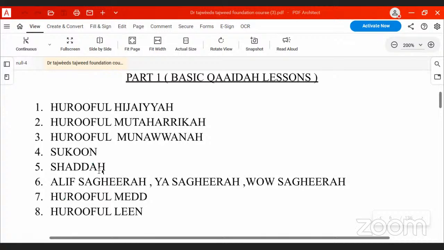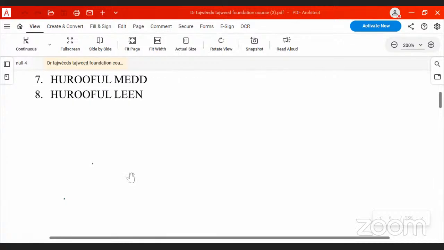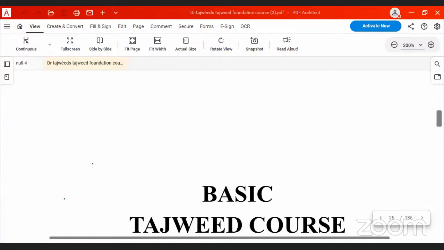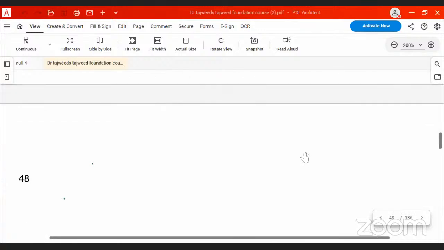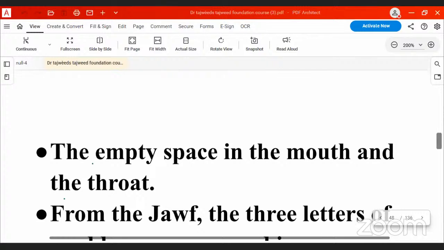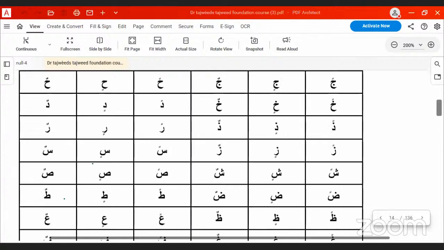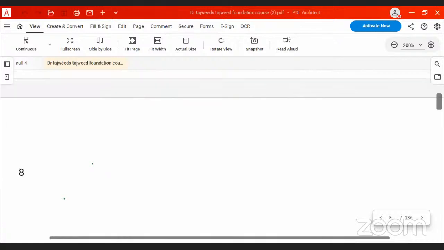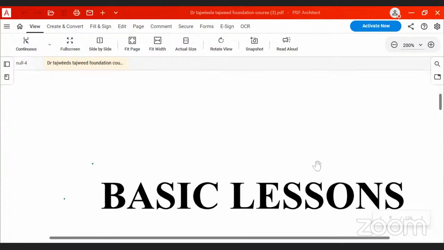So today, the last chapter is shaddah. Shaddah is also a connector. So what are the connectors we learned? Fatha, kasra, dhamma. Fathatain, kasratain, dhammatain. Sukoon, shaddah. Total 8 connectors we have learned today.